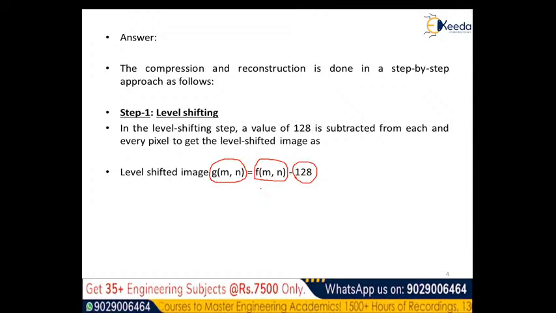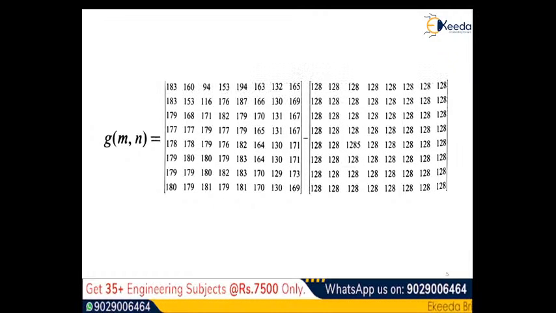So here we shall substitute f of m comma n in this relation and we'll try to obtain g of m comma n. As 128 is to be subtracted from each and every place here, we again put a matrix of 8 by 8 order, 8 rows and 8 columns, and each element is having 128 as a value. So here we try to obtain g of m comma n by this particular subtraction in the matrices.